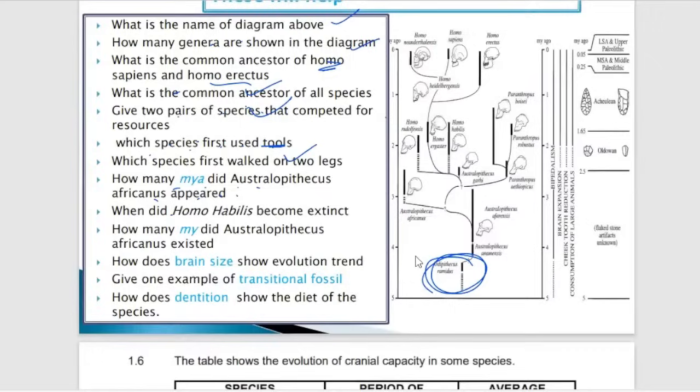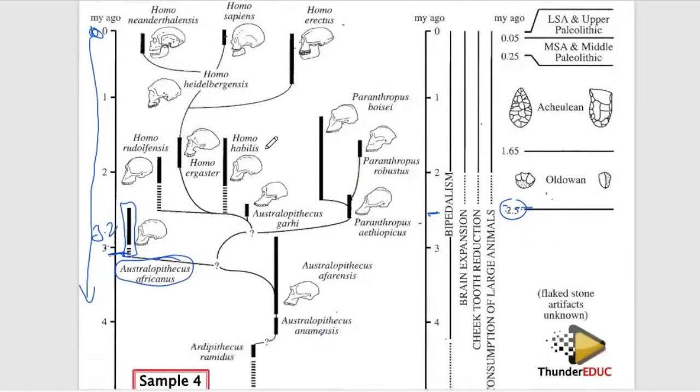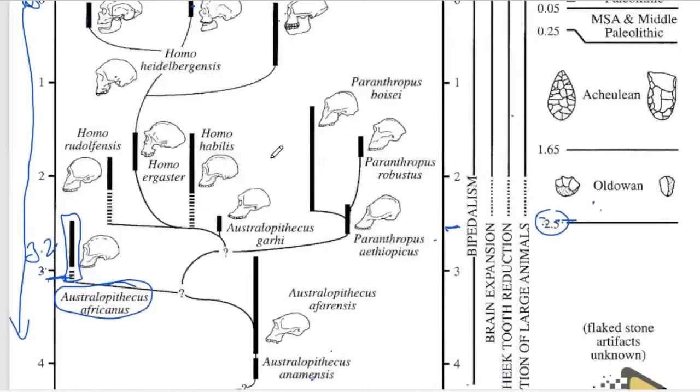Then they are saying, when did Homo habilis become extinct? Now you look at where it got extinct. Where is Homo habilis? Homo habilis is here. When did it get extinct? So you draw a line touching here, and maybe it is 1.6, because 1.5 is around there. Maybe it's 1.6 there. You understand? That's when it got extinct.